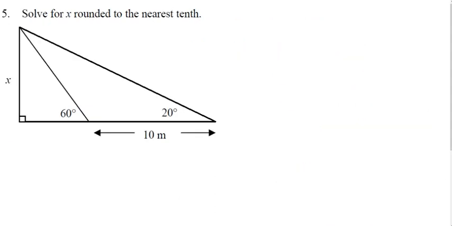Solve for x, rounded to the nearest tenth. Okay, to get x, what are we going to have to get first? So x is in a nice right angle triangle, right? So what do we want to find? We need to know another side in that triangle, right? Give me any other side, I can get x for you.